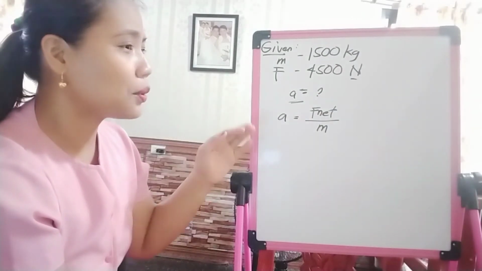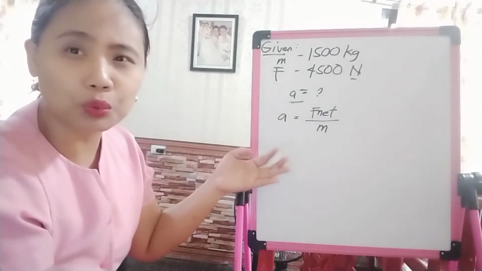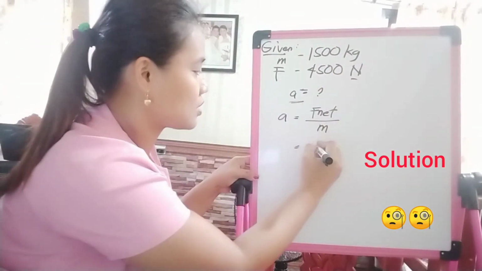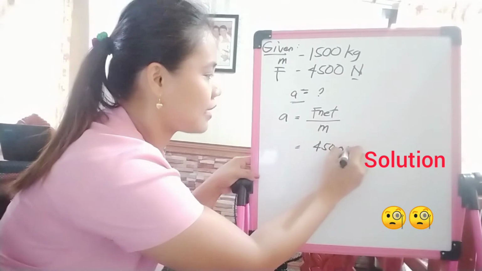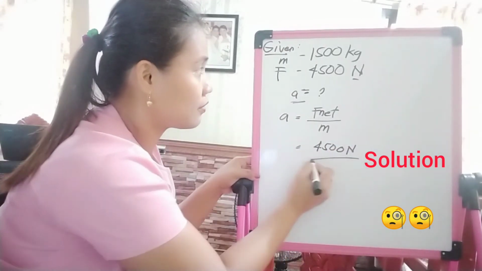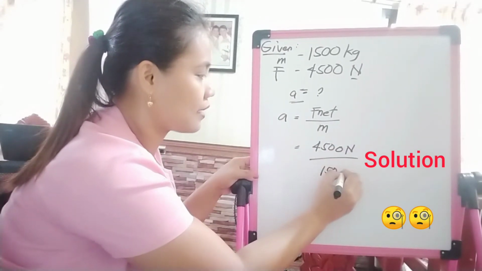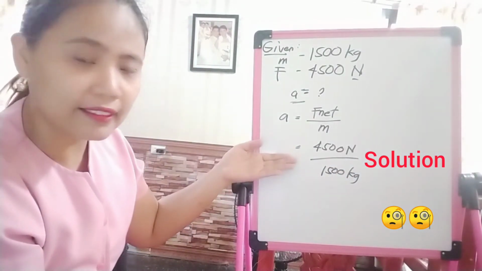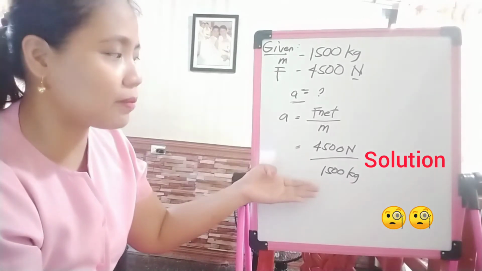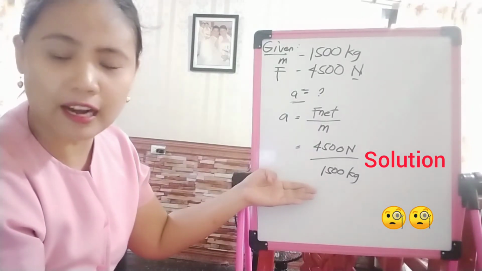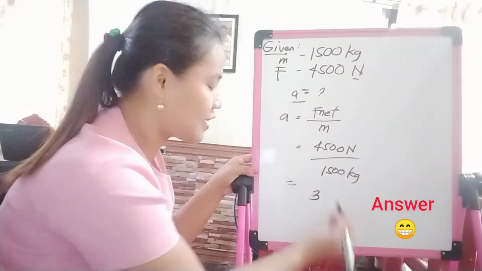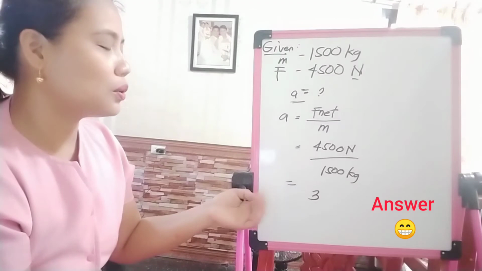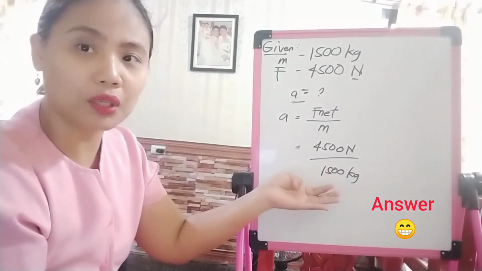Next, we have to substitute the formula with the given. So the net force is 4,500 Newton divided by 1,500 kilogram. So 4,500 Newton divided by 1,500 kilogram. So we have 3.